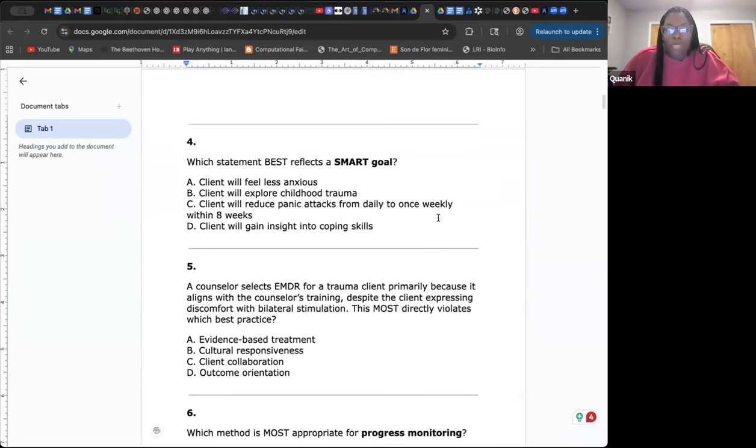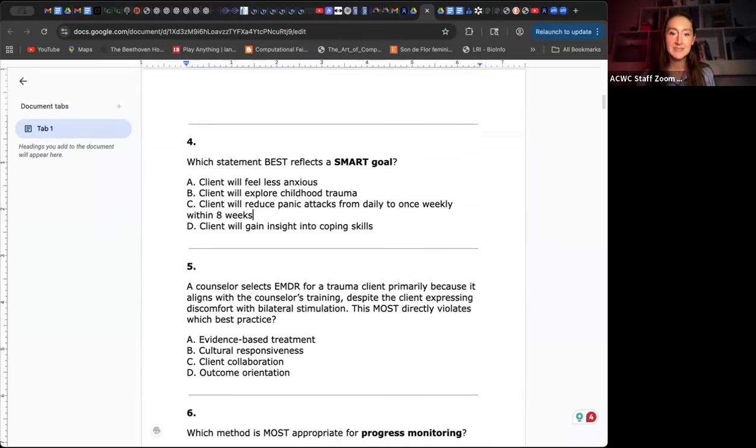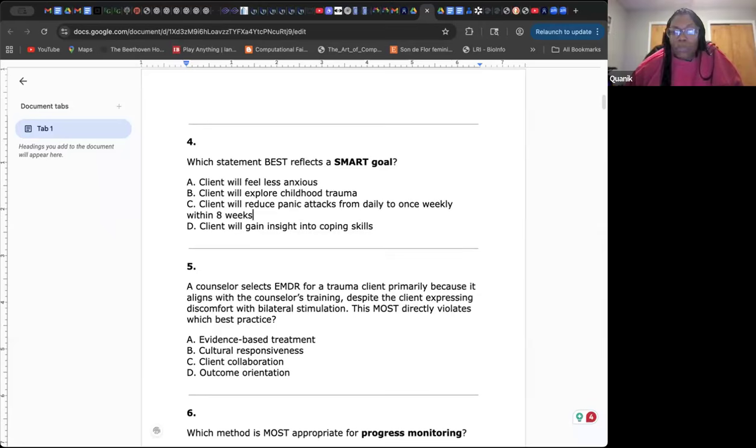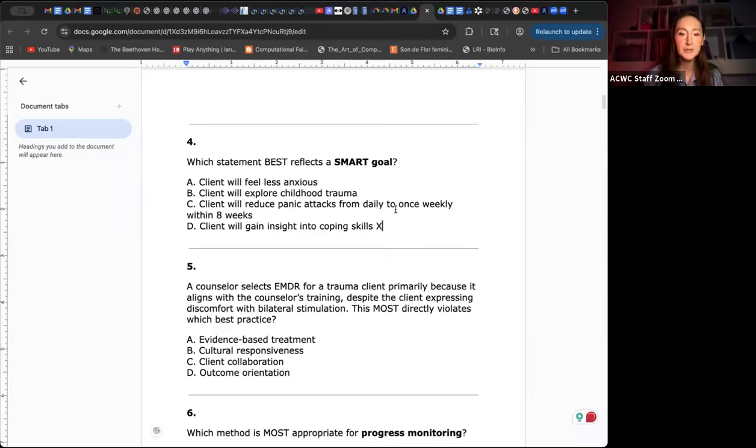Which statement best reflects a SMART goal? A, client will feel less anxious. B, client will explore childhood trauma. C, client will reduce panic attacks from daily to once weekly within 8 weeks. D, client will gain insight into coping skills. I'm going to eliminate D and B. D as in dog, B as in boy. Perfect. Nice work.